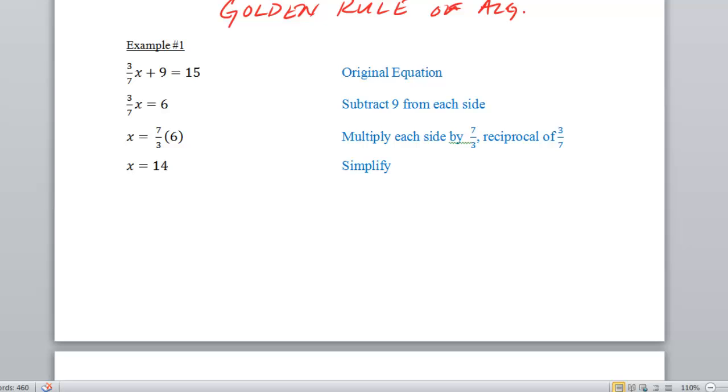So we'll start this process by eliminating the 9 from the left side. The way we do that is by subtracting a 9. So a positive 9 and a negative 9 gives us 0. But the golden rule of algebra says if we subtract something from one side of the equation, we should also subtract that from the other side of the equation.